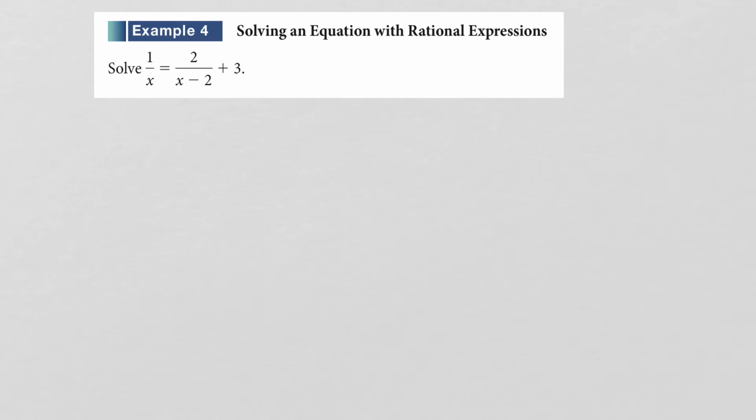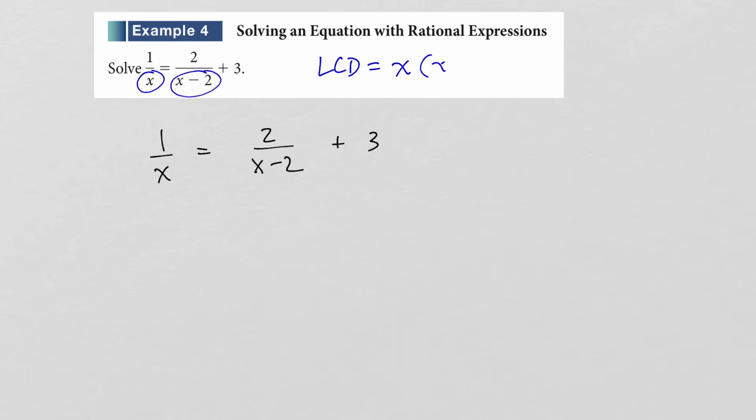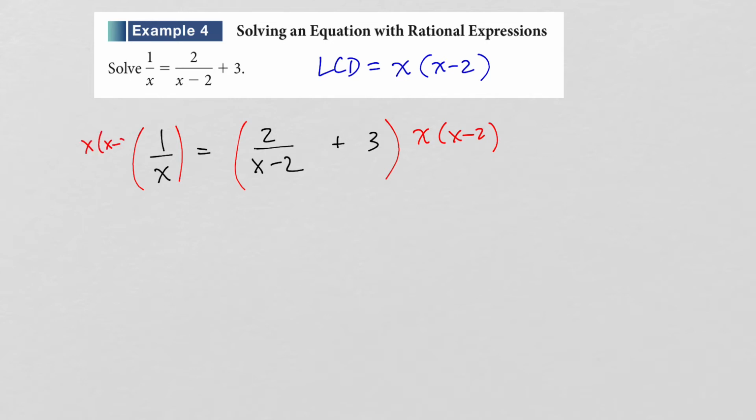Another example involving rational expressions, we have the equation 1 over x is equal to 2 over x minus 2 plus 3. We use the same technique, identify the least common denominator, which is going to be x multiplied by x minus 2. And then what I'm going to do is multiply both sides of the equation by that common denominator. And the whole point here is on the left-hand side, we can cancel out the x, which gives us x minus 2 times 1, which is x minus 2.